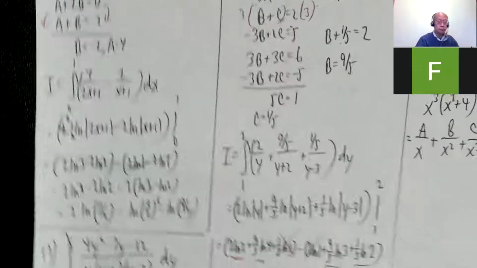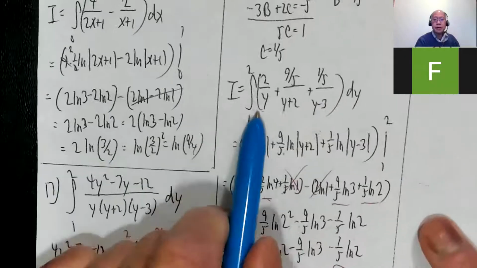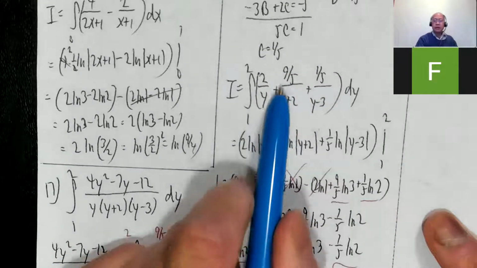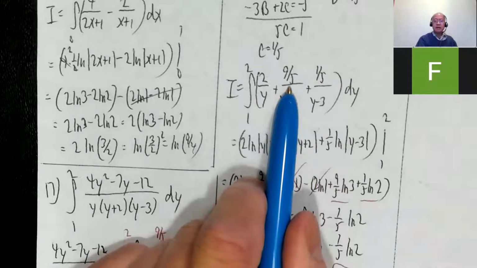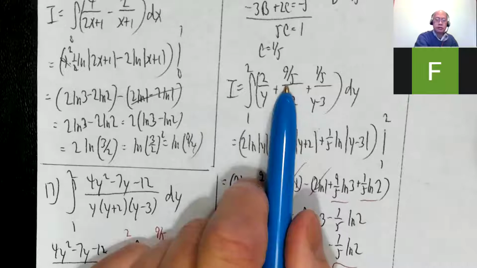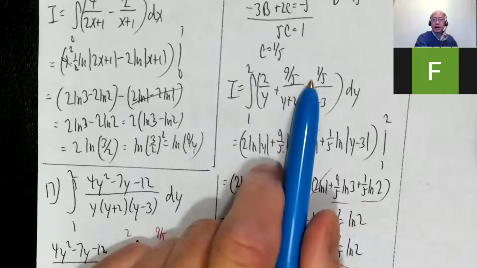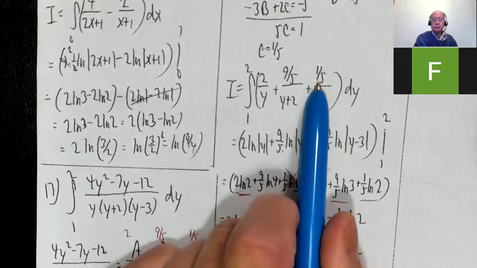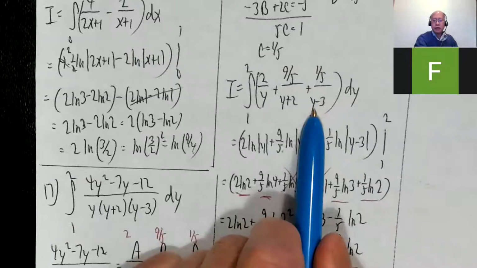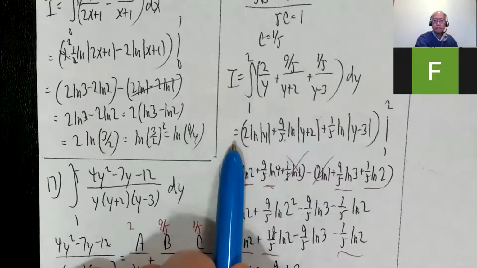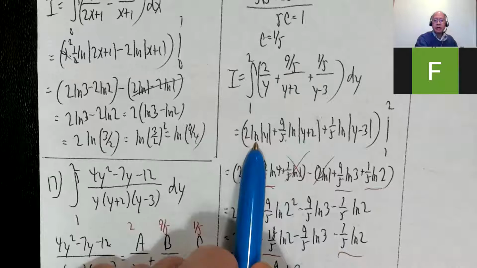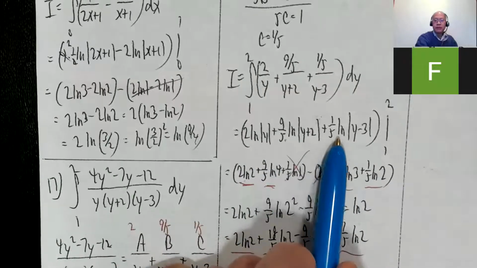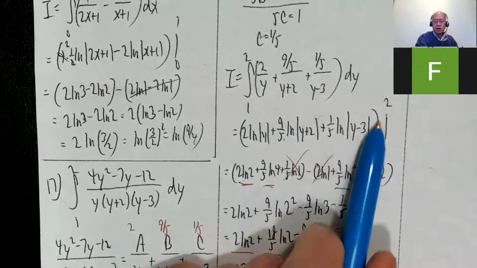Okay. And there it is. 2 over y, 9/5. Don't worry about the 9/5. It's just a constant. I don't care if it was square root of 2 over 2 or pi divided by e or whatever, it's still going to be okay. It's a constant. Then 1/5 over y minus 3. Okay, so all of these are ln's. 2 ln absolute y, 9/5 ln absolute y plus 2, plus 1/5 ln absolute y minus 3, from 1 to 2.